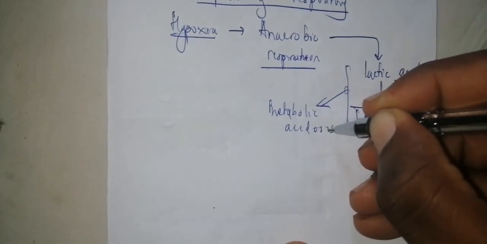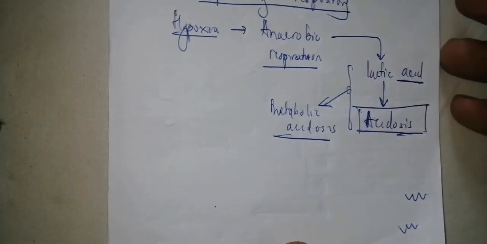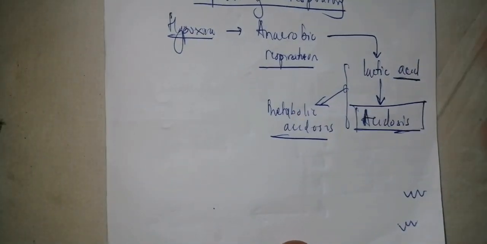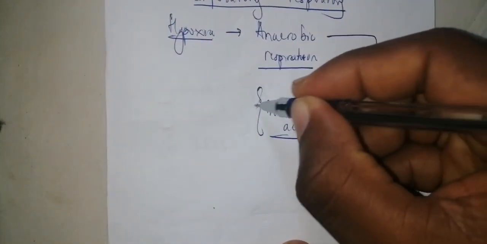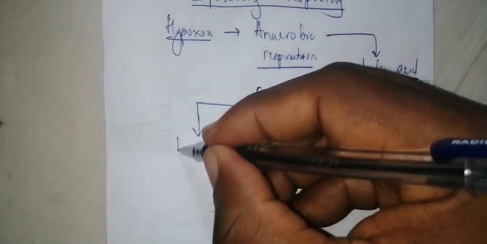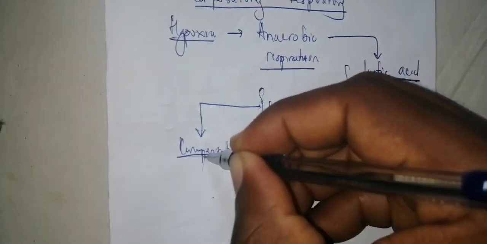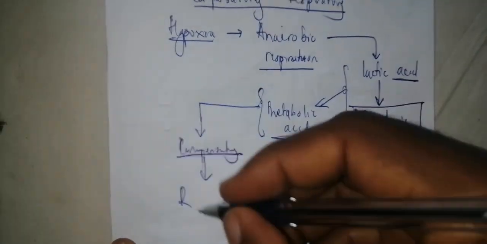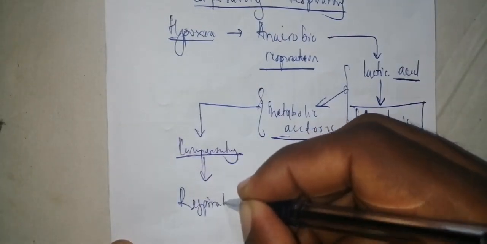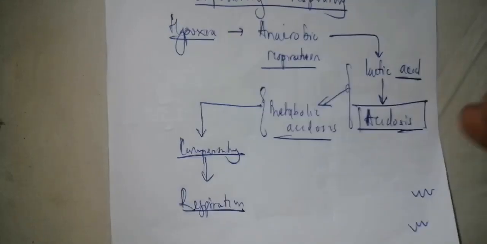Is it clear? And metabolic acidosis is the result of the production of hydrogen ion from the metabolism inside the cells. Is it clear? Metabolic acidosis is just the production of hydrogen ion, or acidosis, from the metabolism inside the cells. Now, the normal method by which we are going to have the compensatory mechanism of this metabolic acidosis is by respiration.